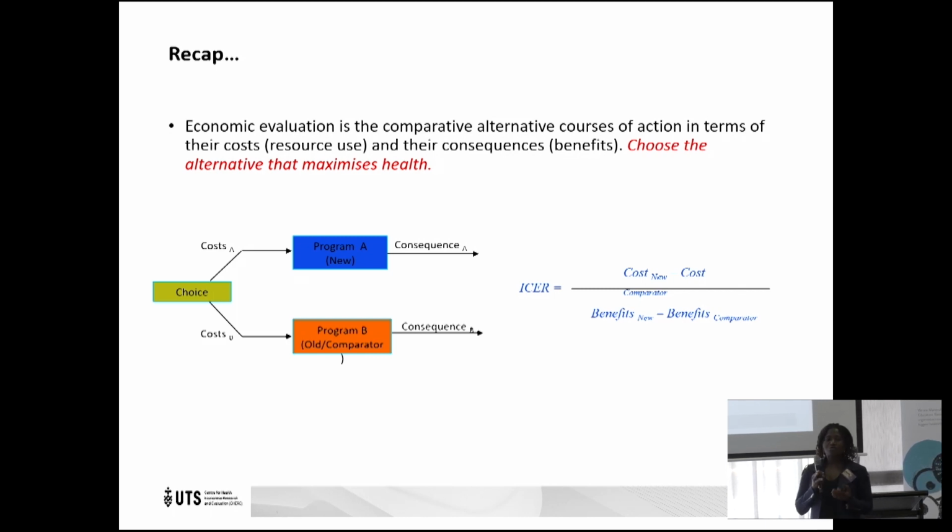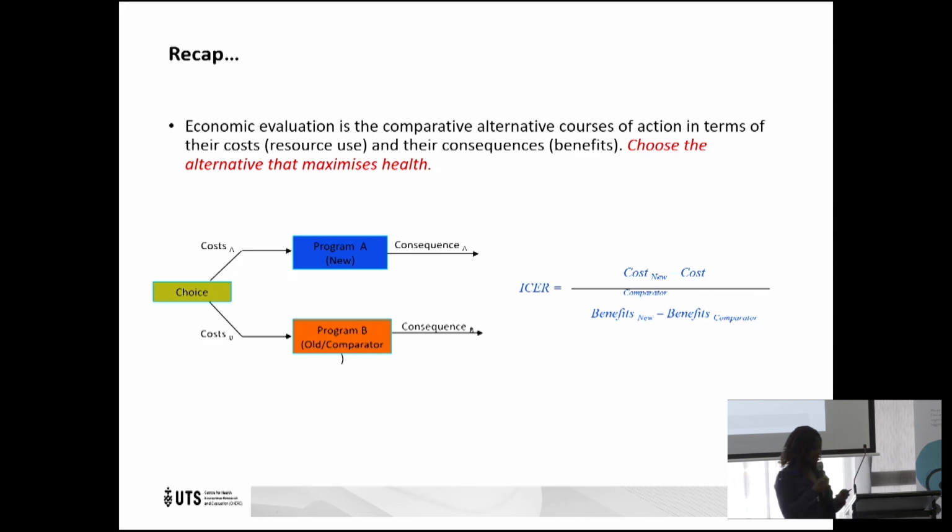So if you have two choices, choice A, choice B, you want to look at how much each costs. You also want to look at how much benefit we can get from it. So you don't want to be so focused on the cost aspect of it. You also want to know how it's going to benefit the population. And you put that together to get your incremental cost effectiveness ratio, as Steve spoke about.